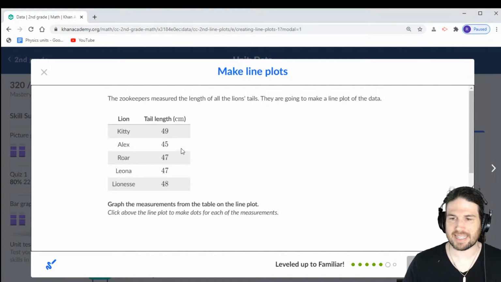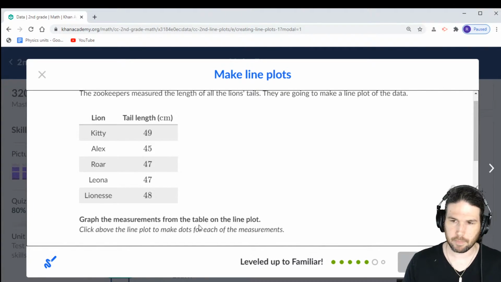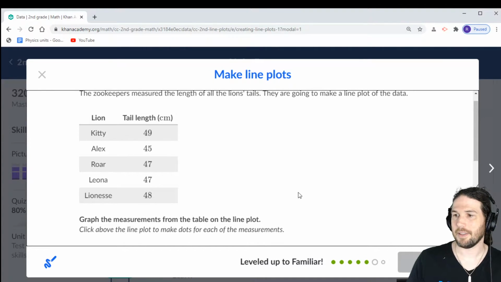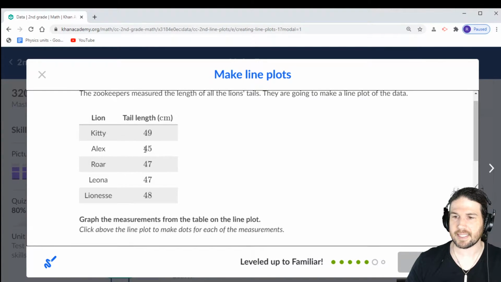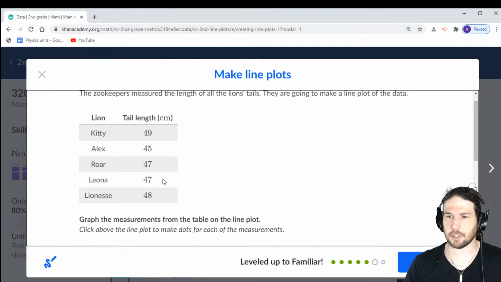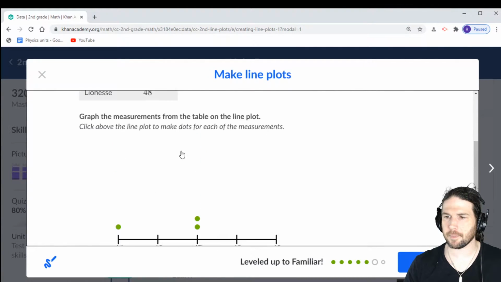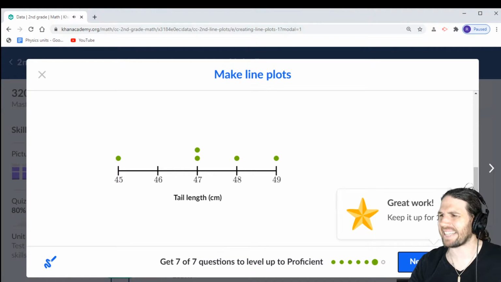Let's see. We're looking at lions with their tail length. The zookeepers measured the lengths of all the lions' tails. They're going to make a line plot. A lion plot? They're going to make a lion plot of the data. Yes! Amazing pun. Anyway, I see 1 that's 45 centimeters. I see 2 that are 47 centimeters. And I see 1 each for 48 and 49. So 1 there, 1 there. Moving on. We got this, friends.